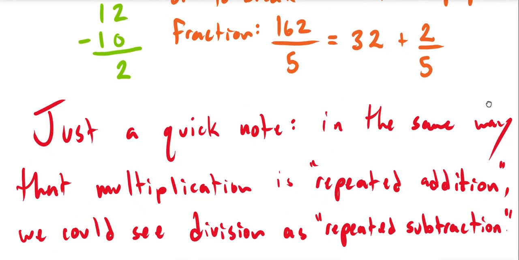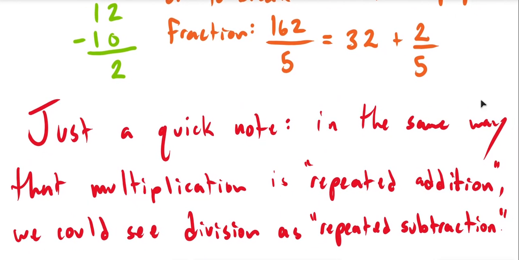And we should note that the reason this algorithm worked so nicely is because really all we're doing is repeated subtraction. So in the same way that multiplication can be thought of as addition over and over again, you could see subtraction as taking away 5 from 162 a certain number of times until we sort of ran out. We could take 5 away from 162 32 times. But how did this relate to our long division?